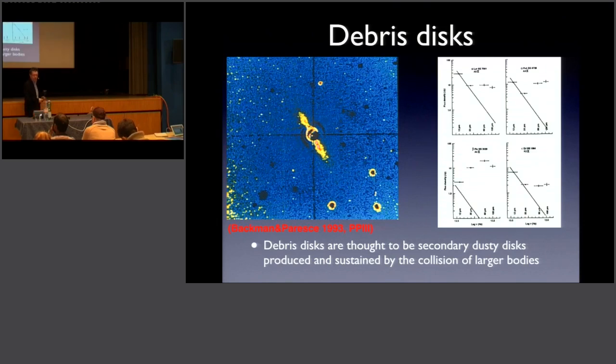Okay, let's go to the debris disks very briefly. I don't have too much time to spend on this. So what are debris disks? Debris disks were discovered essentially by IRAS in their original survey.